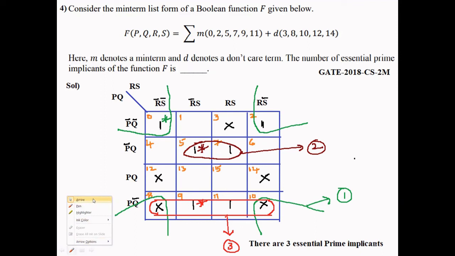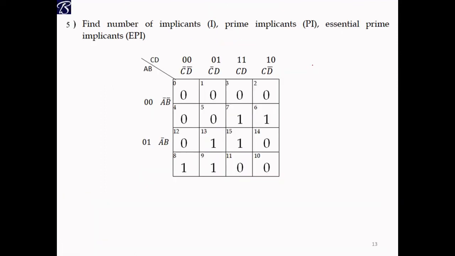I'm moving to the next problem. In this problem, we need to find out the number of implicants, prime implicants and essential prime implicants. So how many implicants are there in this function? 1, 2, 3, 4, 5, 6. 6 minterms are there, so 6 implicants. How many prime implicants?